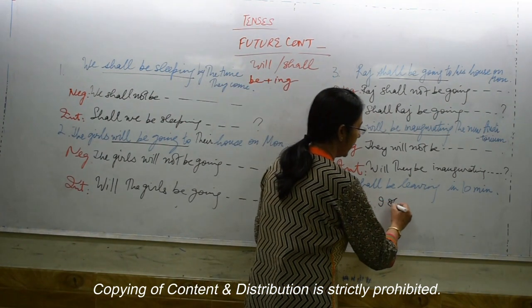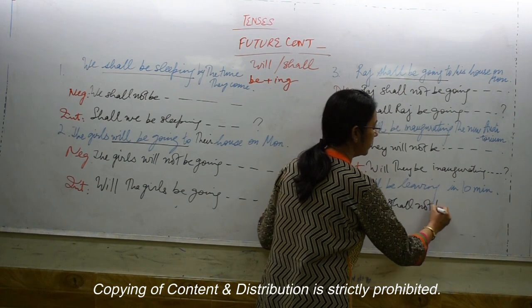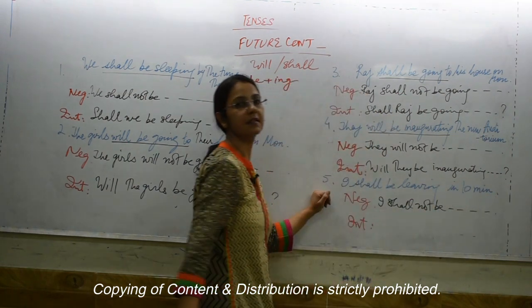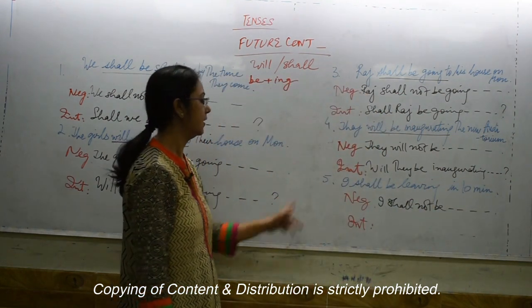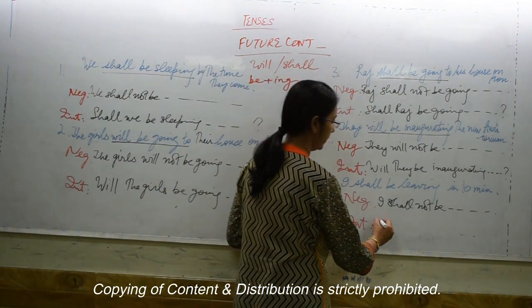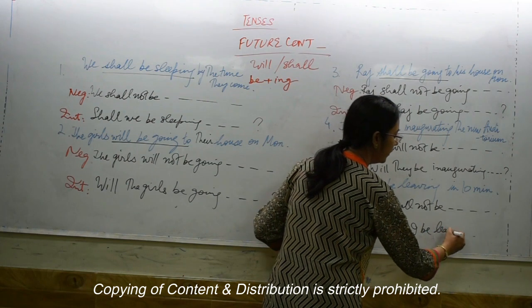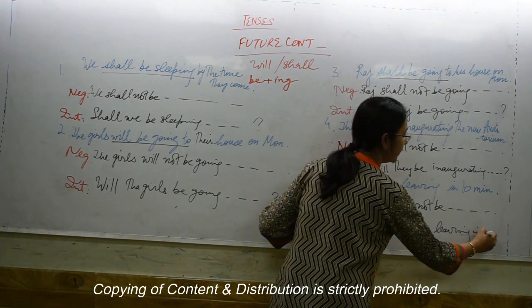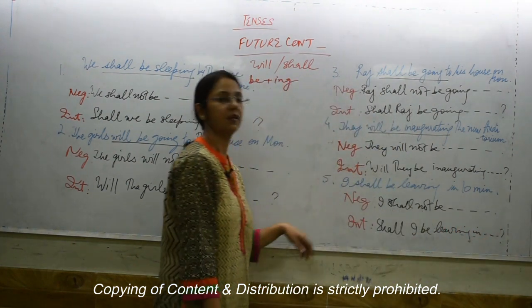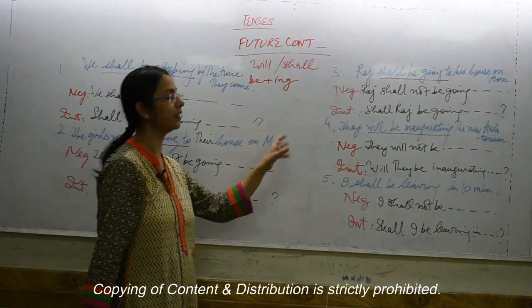I shall be leaving in 10 minutes. Negative: I shall not be leaving in 10 minutes. Interrogative: shall I be leaving in 10 minutes? So, this concludes your future continuous.